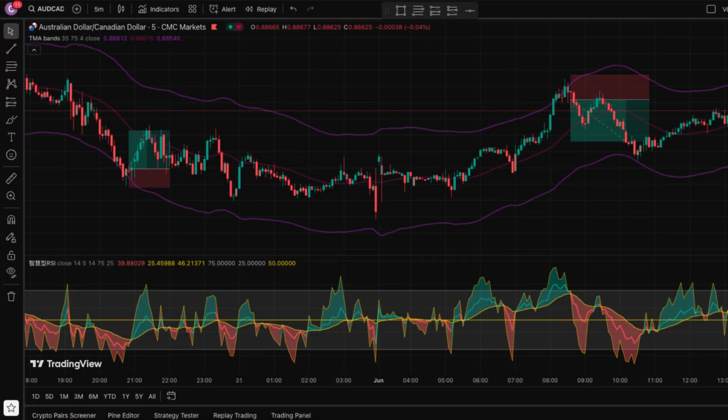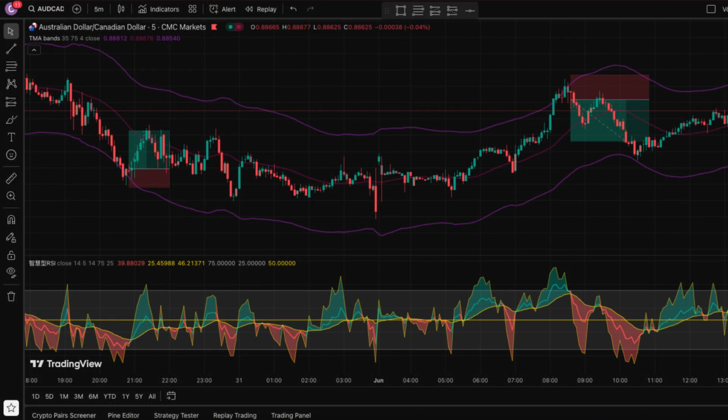Now that your indicators are in place, let's break down exactly how to enter trades with this strategy. We'll start with the buy setup. Here's what you're looking for. First, the price must touch or break below the lower TMA band. This tells us that the market is likely oversold. Next, look at the RSI. It should have dipped below the 25 or 20 level and now be curving back upward. As soon as the RSI line turns blue, that's your signal. Go ahead and place a buy order.